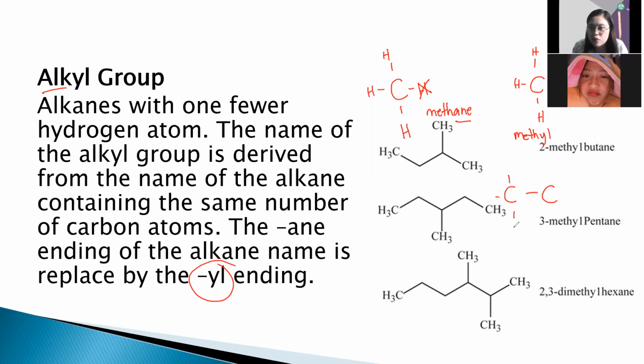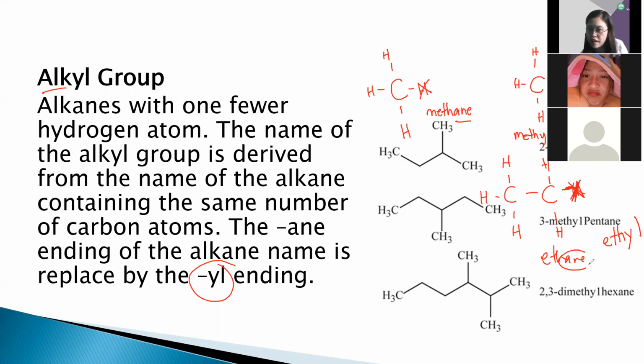Kung sa ethyl naman siya nangyari, di ba? Ethane looks like this. Now, if we remove this, example, ito yung ni-remove natin na hydrogen, then magiging free ito for bonding to other carbons or to other elements. Then this time, it's not ethane anymore. We call this ethyl. So the ending will not be ane anymore, it will be il. So we call it an alkyl group.